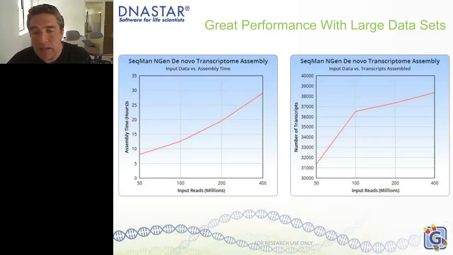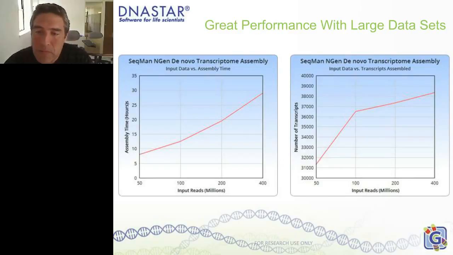Some data sets take a little longer. They may be more complex or have things in them that are more difficult, like ribosomal RNA that hasn't been removed completely. So it makes the clustering a little bit more complicated. But a rough rule of thumb is about 12 hours per 100 million.